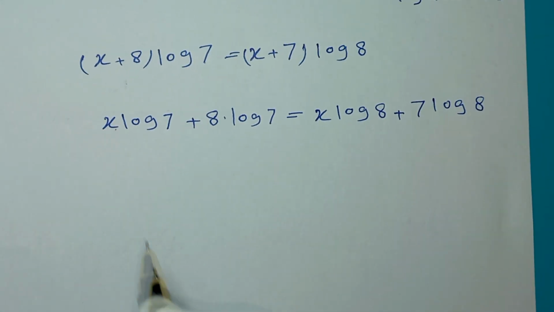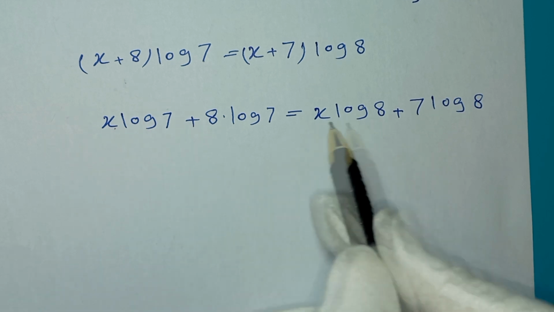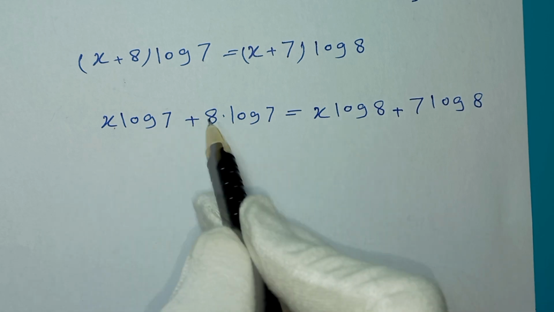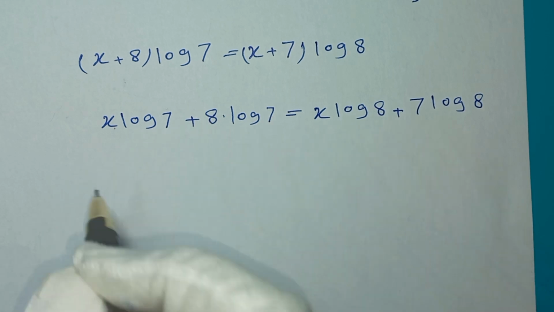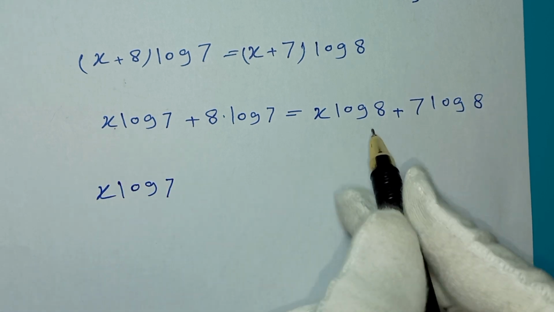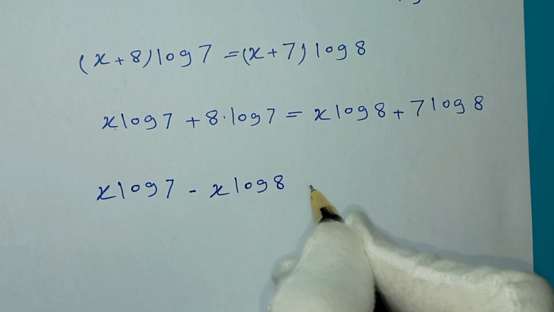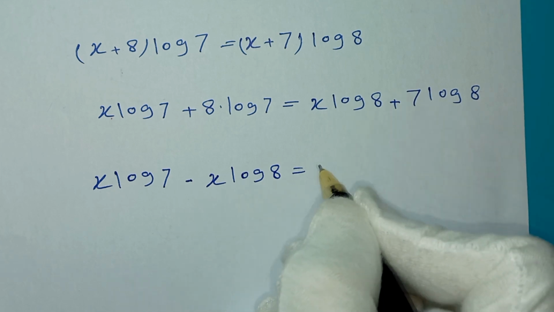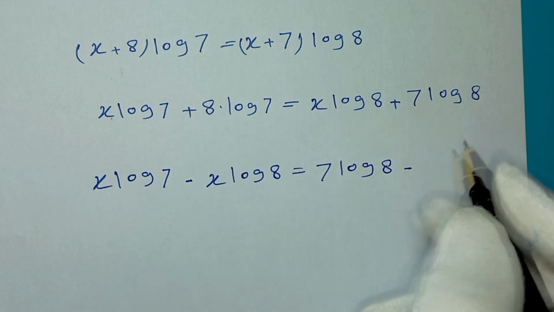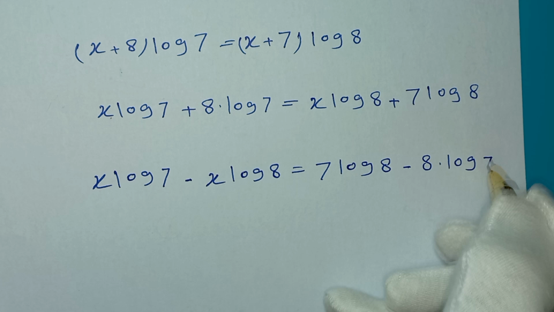In the next step, here we have x log of 7, and here also we have x, so we take this to the left side and this part to the right side. So it will be x log of 7 minus x log of 8 is equal to 7 log of 8 minus 8 log of 7.